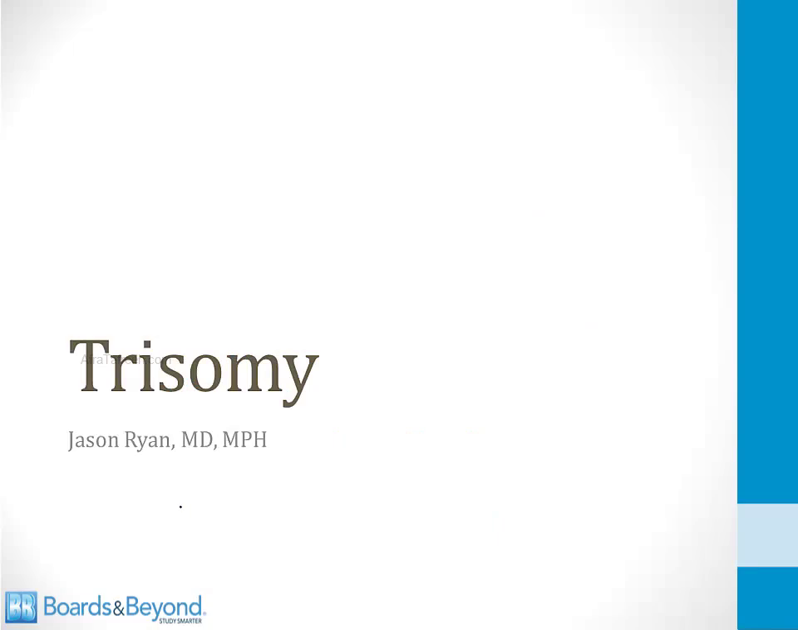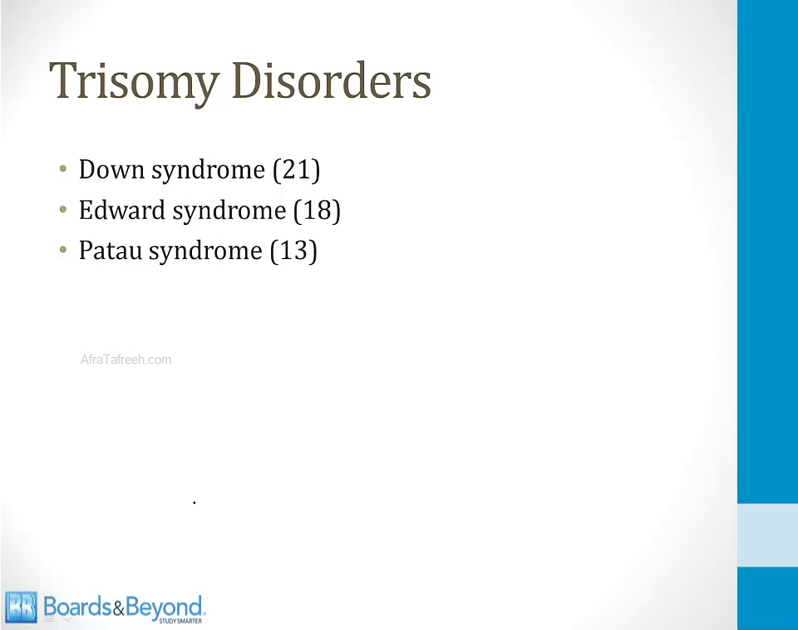Hello everyone and welcome to our module on trisomy. Trisomy disorders are disorders that occur when a baby is born with 3 copies of one of the chromosomes instead of 2. The most common trisomy disorder is Down syndrome, which is trisomy 21, which I talk about in a separate module. In this module, we'll talk about 2 less common trisomy disorders, Edwards syndrome, which is trisomy 18, and Patau syndrome, which is trisomy 13.